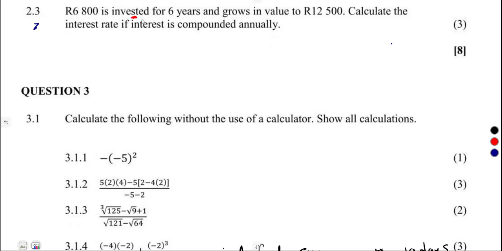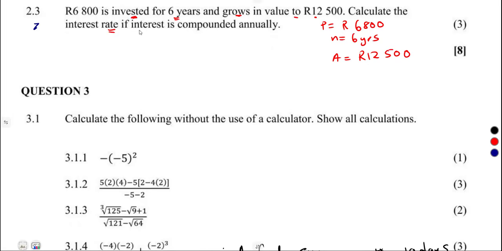6,800 is invested for 6 years. So you're talking about the money being invested as our principal, 6,800. For how many years? For 6 years. That is the value of n, 6 years. All right. And it grows in value to this, that is the accumulated amount, 12,500. The accumulated amount it accumulated to.